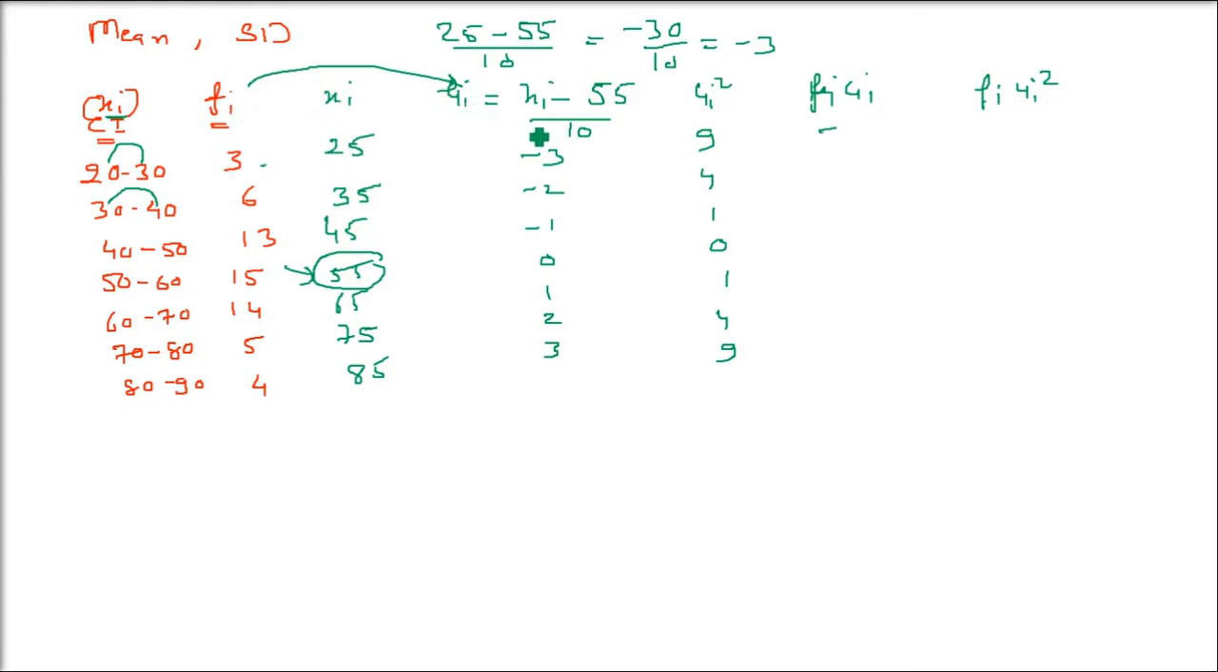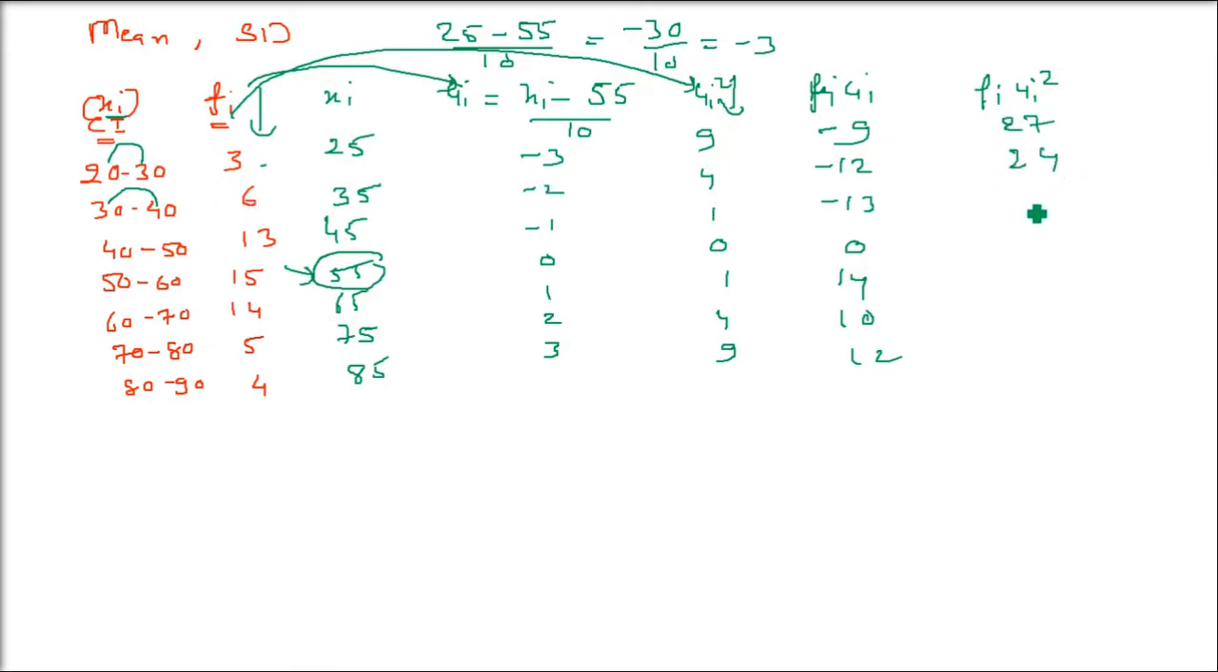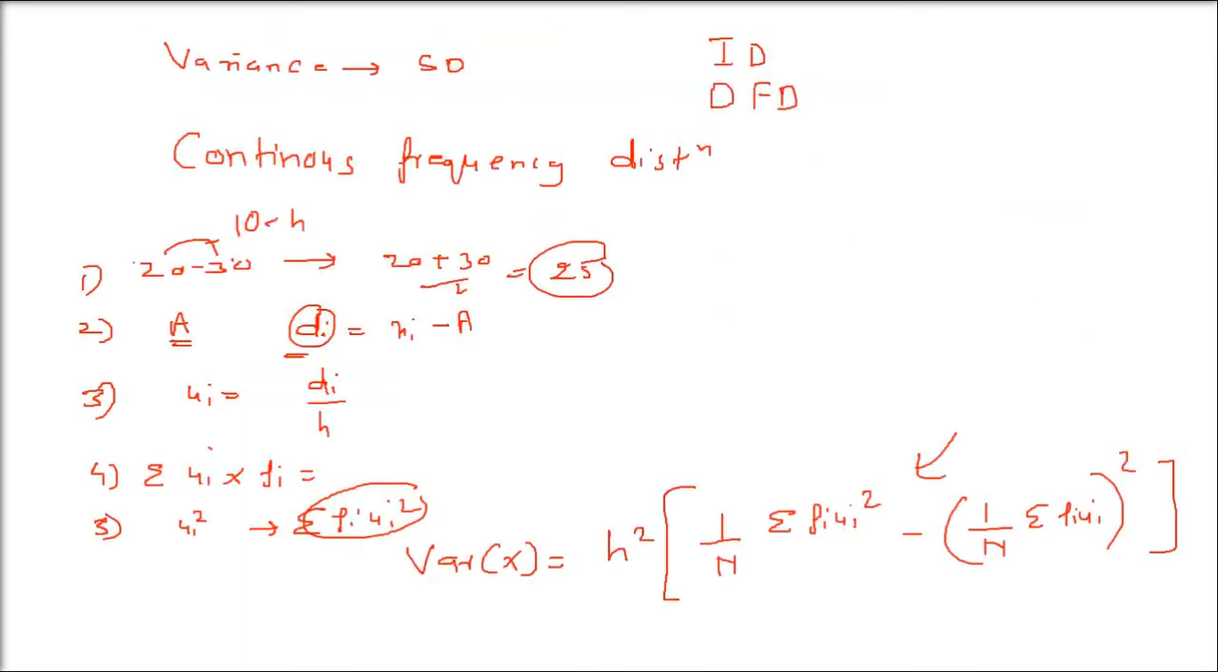So fi ui: 3 into minus 3 is minus 9. First one, minus 9. 6 into minus 2 is minus 12, like this. Minus 13, then 15 into 0 is 0. 14 into 1 is 14. 5 into 2 is 10. 4 is 12. Fi ui whole square: now multiply the second column with the fifth column. 3 into 9 is 27. 6 into 4 is 24. 13 into 1 is 13. 15 into 0 is 0. 14, then 5 into 4 is 20. 9 into 4 is 36.